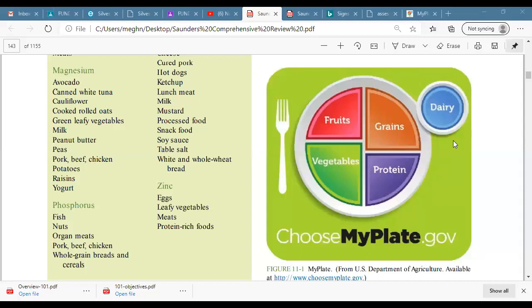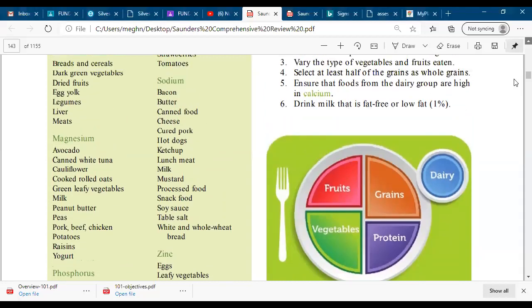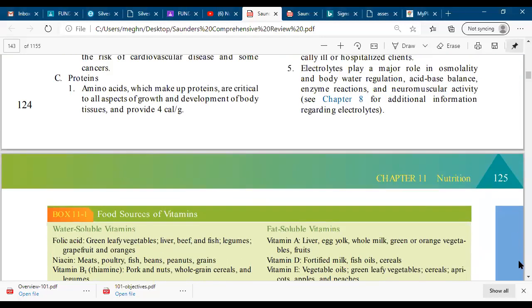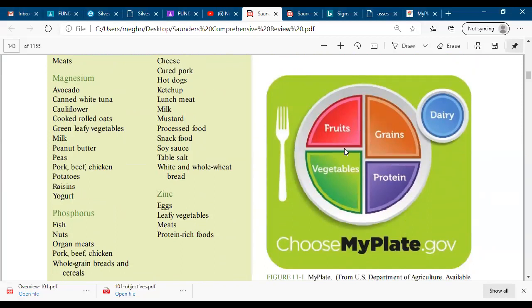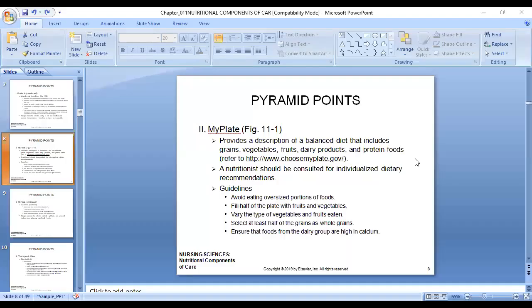So here, this is the standard book, okay? The page number is 125 or 24. They are talking about MyPlate. You see MyPlate is covered by protein, grain, meaning carbohydrate, some fruits, some vegetables, and also dairy product. So we are talking about the portion of food on our plate, what we have to eat every day to make a balanced diet. So MyPlate provides a description of a balanced diet, right?